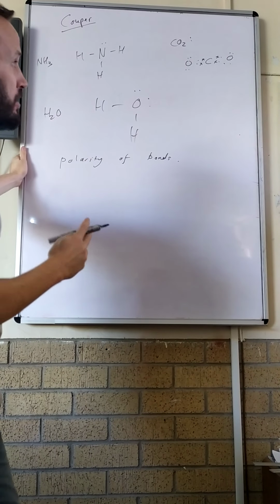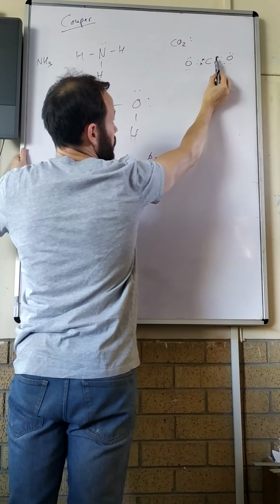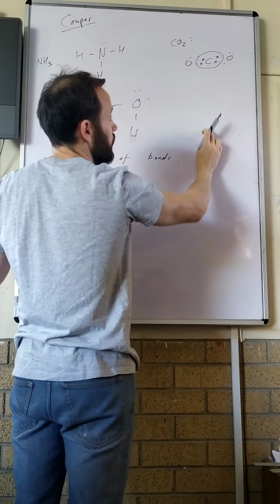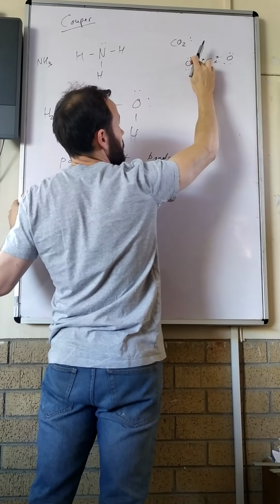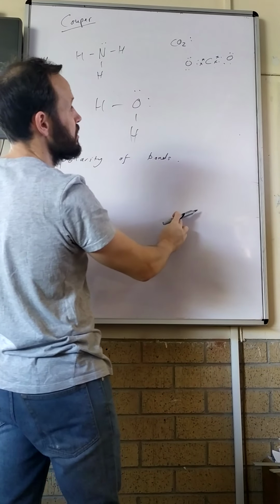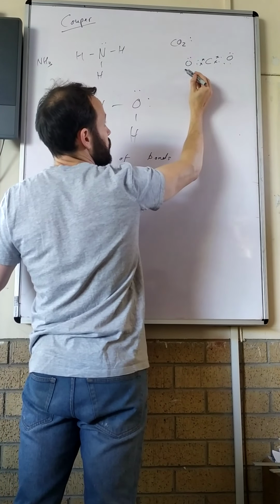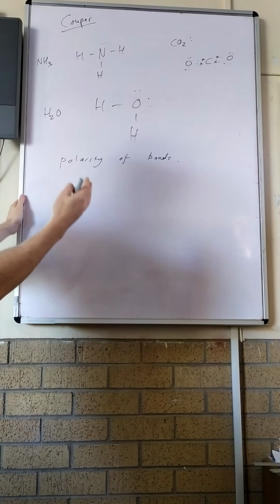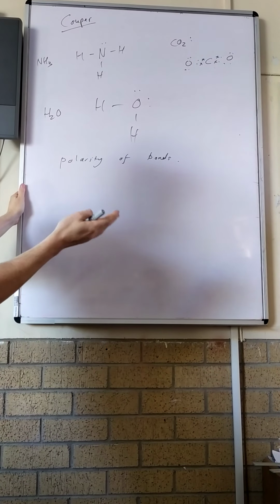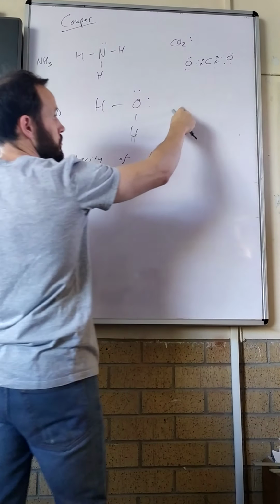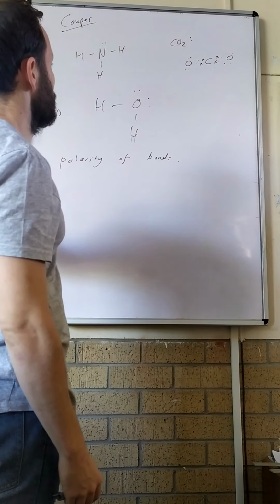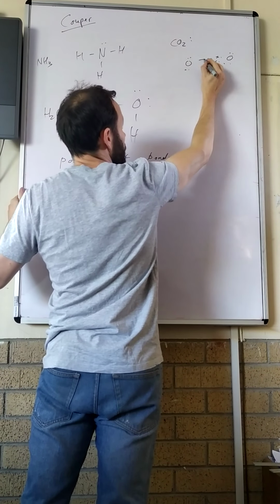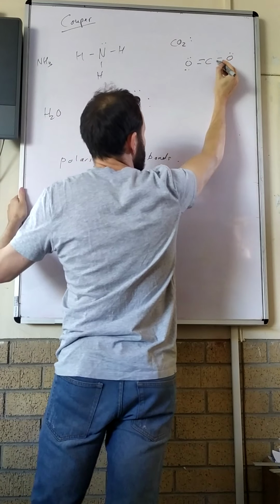Why are there two shared pairs? Because everybody needs 8 valence electrons. 1, 2, 3, 4, 5, 6, 7, 8. Those are the 8 valence electrons for carbon. Now we have the 8 valence electrons for oxygen. 1, 2, 3, 4, 5, 6, 7, 8. Those are the 8 valence electrons for oxygen. So you see why it's like this. You need to have 2 shared pairs, otherwise not everyone is going to have a full valence shell. It's the most complicated molecule you have to draw in a Couper diagram.